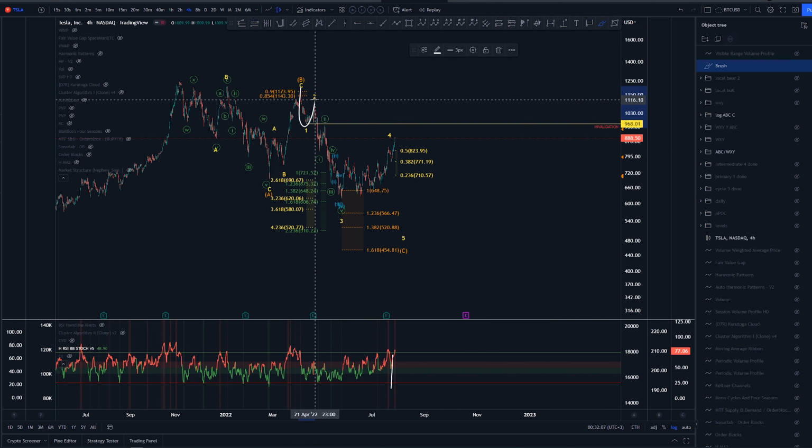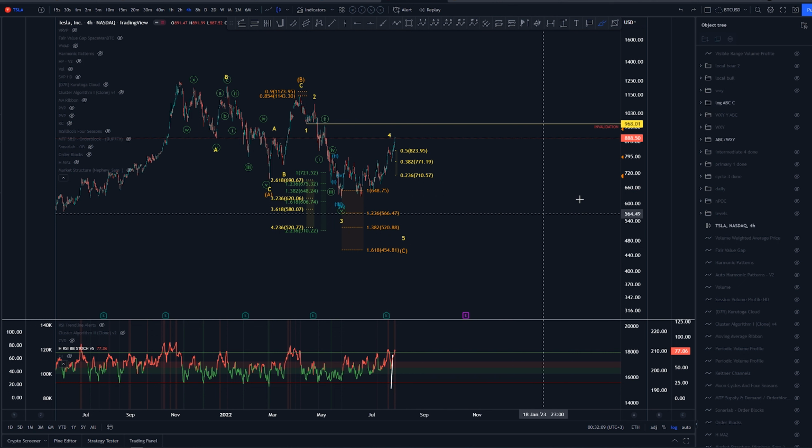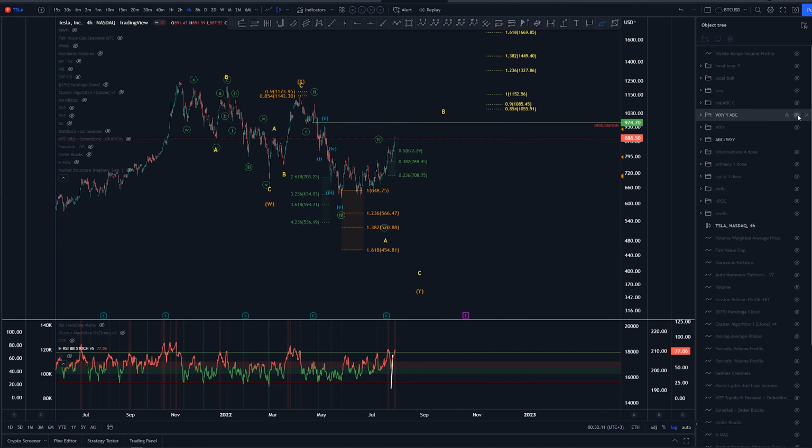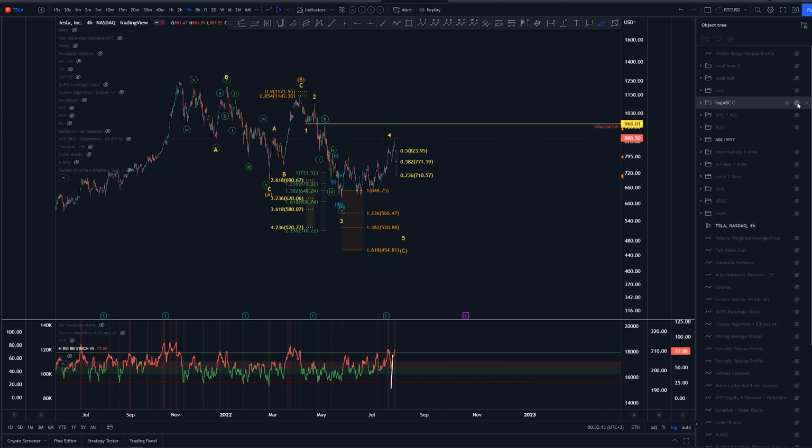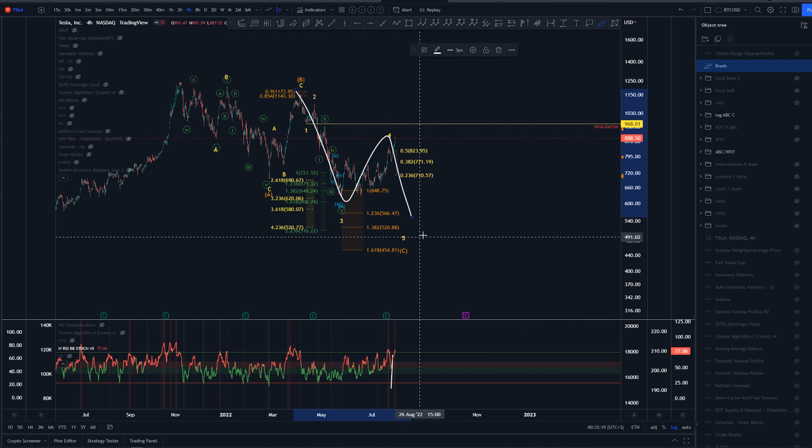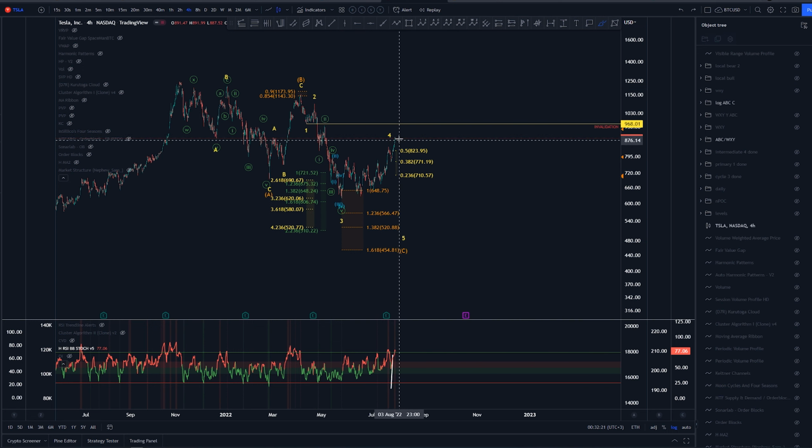Another scenario, 1, 2, 3, 4, different degree. I don't like that either. Many things that I don't like, and this is definitely one of them. This would be an ABC though, which would end the wave count somewhere down here. Again, same issue here, going beyond the 0.618.